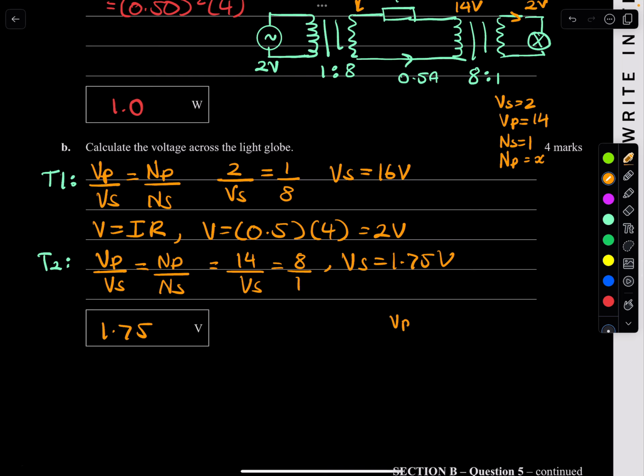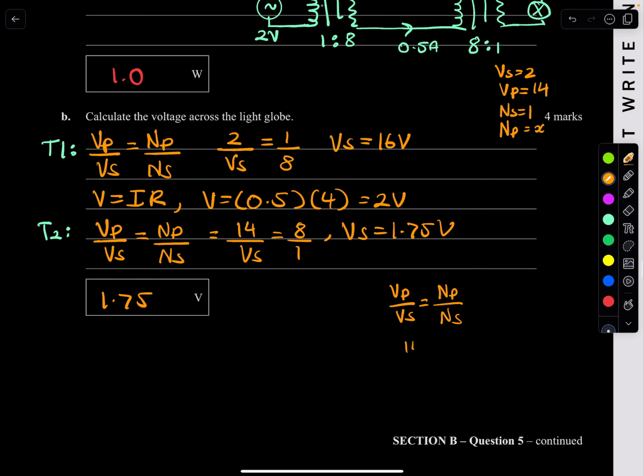So that's what we're going to use these ratios for, and let's try this out. VP over VS is equal to NP over NS. So it's just going to be 14 over 2 equals X over 1, which is just X.